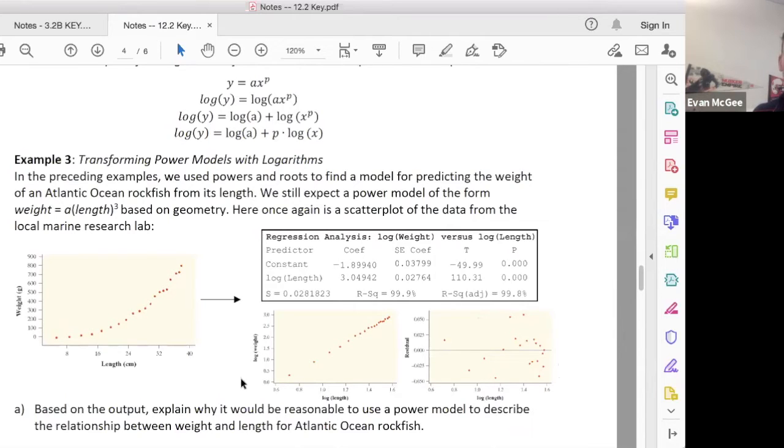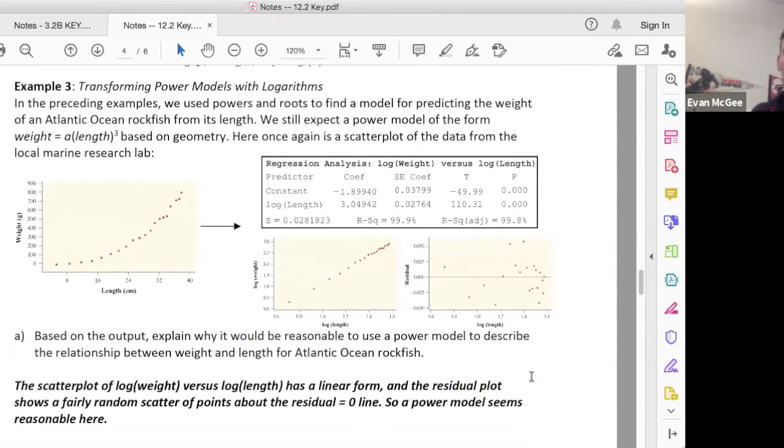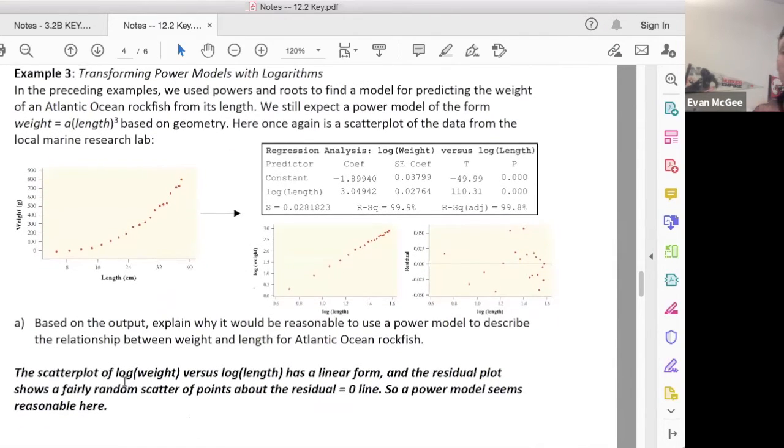Based on the output, explain why it would be reasonable to use a power model to describe the relationship between weight and length for the Atlantic Ocean rockfish. So how do we justify if a linear model is appropriate? We look at the scatter plot, it looks linear, it looks strong, and we look at the residual plot, and there's no obvious pattern. There's even scatter in the residual plot. So the linear model looks like a good fit.